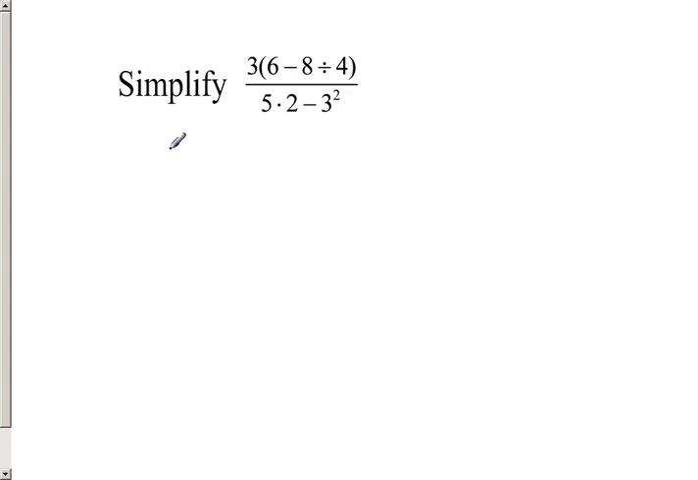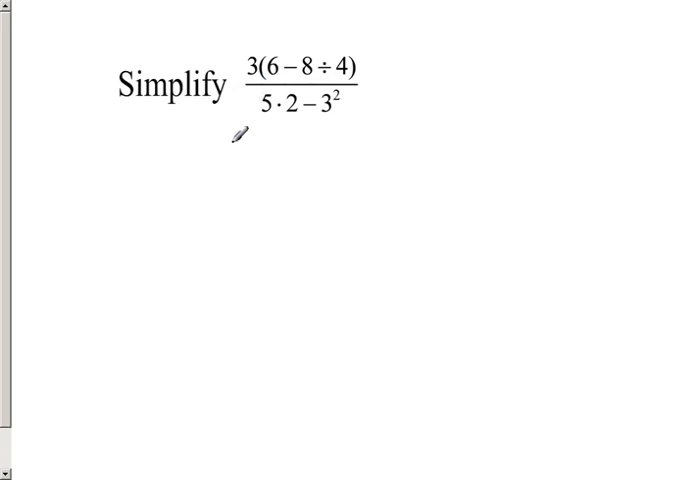Okay, this is the type of problem that students would have after studying order of operations. The directions say simplify this expression, and what you want to do is get it down so that there's only one number left, whether it be some sort of rational number or whatever it may be. That's what you want to get, just one number in the end.